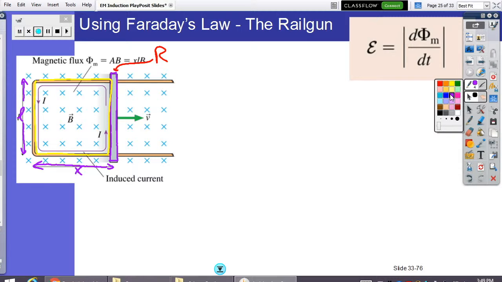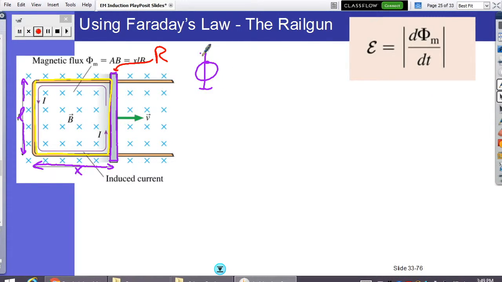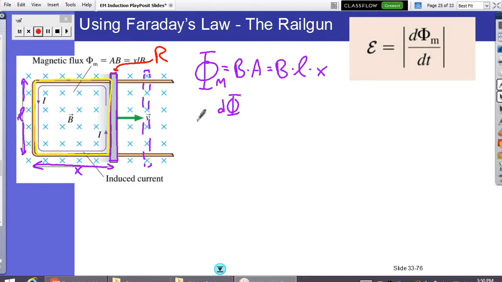Well, in this case, my magnetic field is nice and constant and points just into the page everywhere. So I can just say, okay, my flux is magnetic field times area. Which is going to be, let's see, that's a rectangle. I know how to do rectangles. It's B times L times X. So my magnetic flux is just B times L times X. As my bar moves to the right, though, X is changing, and if X is changing, so is my flux. So let's try to take a derivative, because this is going to give me my voltage, my EMF.